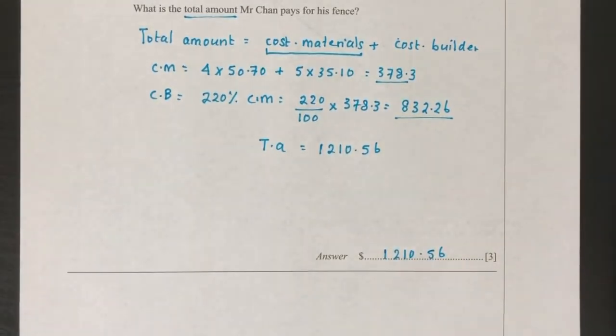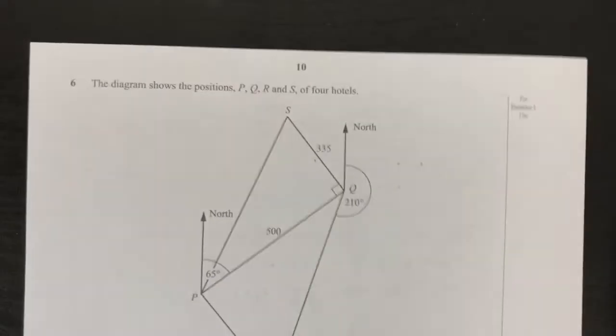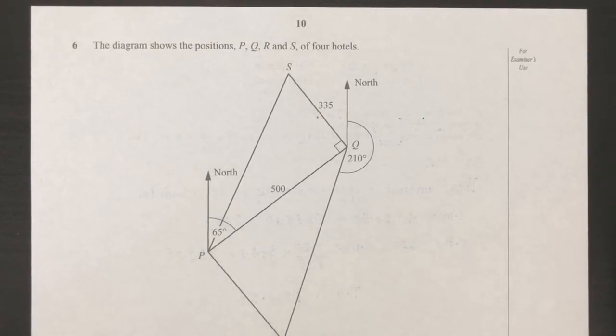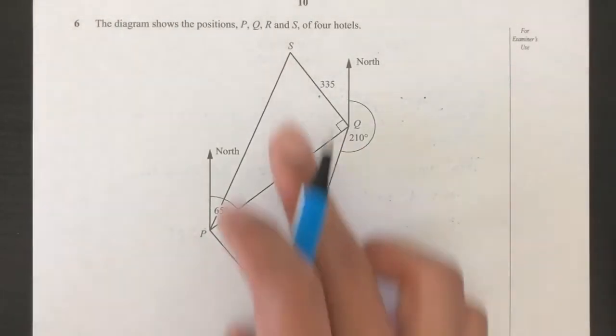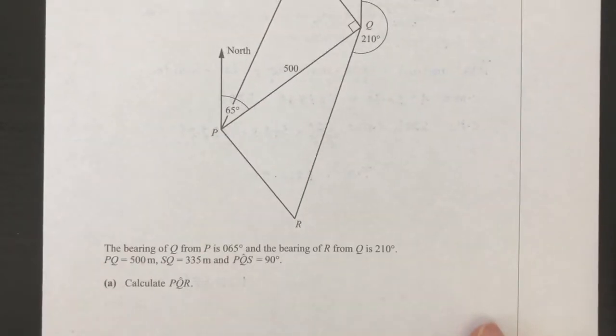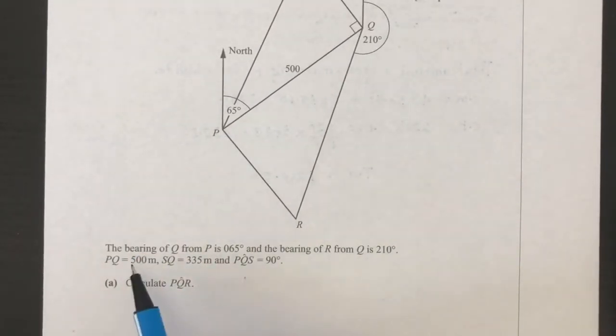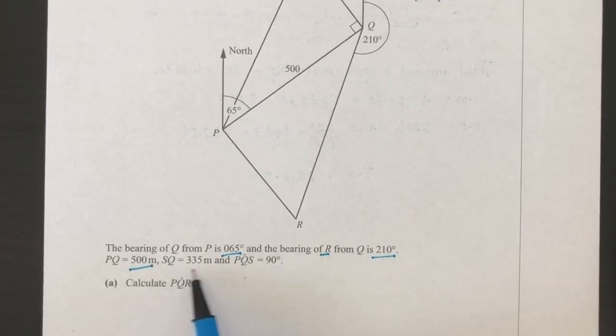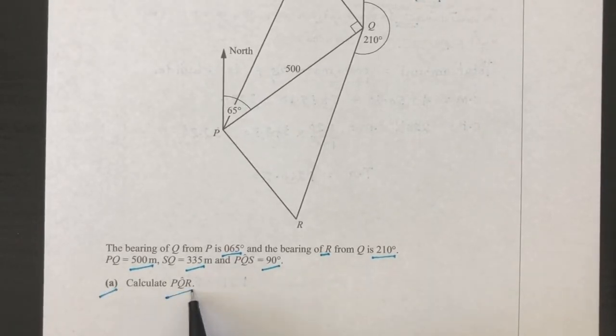Okay, this is the question number 5. So let's move on to question number 6. The diagram shows possible positions P, Q, R, S for 4 hotels. So we have P, Q, R, S. Now question part 1, let's see the information first. The bearing of Q from P is 65, and the bearing of R from Q is 210. PQ equal to 500, SQ is 335, and PQS is 90. Question part 1, calculate the value of PQR.